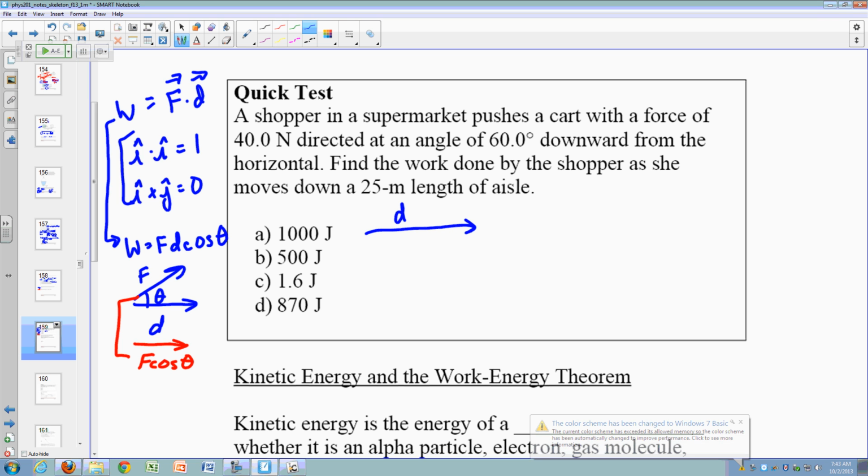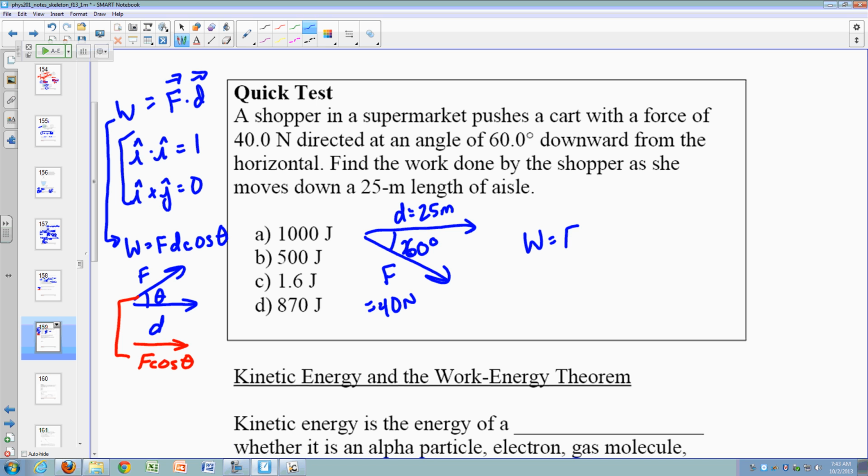My displacement is in this direction. It's 25 meters. My force is in this direction. It's 60 degrees below the horizontal, and my force is equal to 40 newtons. All right, and I just do work equals F d cosine theta. That F cosine theta gives me the force in this direction, and that's going to be 40 times 25, being a little loose with my sig figs, times the cosine of 60. It's 1,000 times a half, or 500 joules.